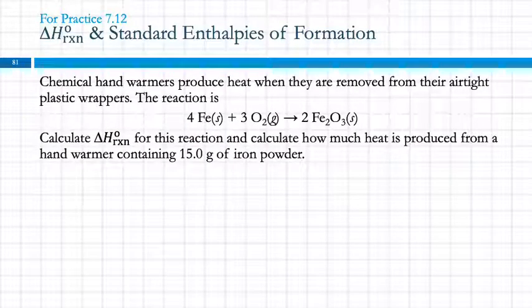There's another one, the chemical hand warmers we talked about at the beginning of the chapter. They produce heat when removed from their airtight plastic wrappers. Here's the reaction. We've got iron reacting with oxygen to form Fe2O3. It says calculate the standard heat of reaction for this and calculate how much heat is produced from a hand warmer containing 15 grams of iron powder. So they're telling us we've got 15 grams of iron. Let's calculate the heat of reaction first.